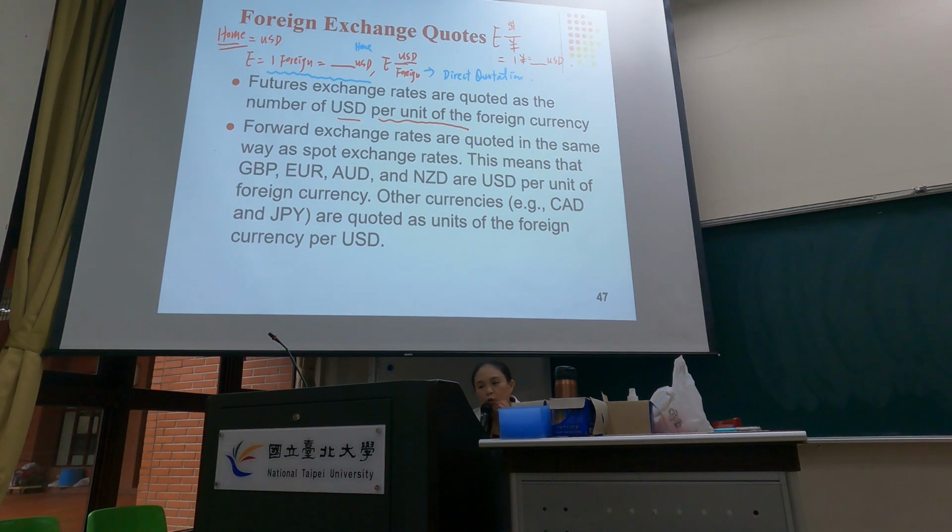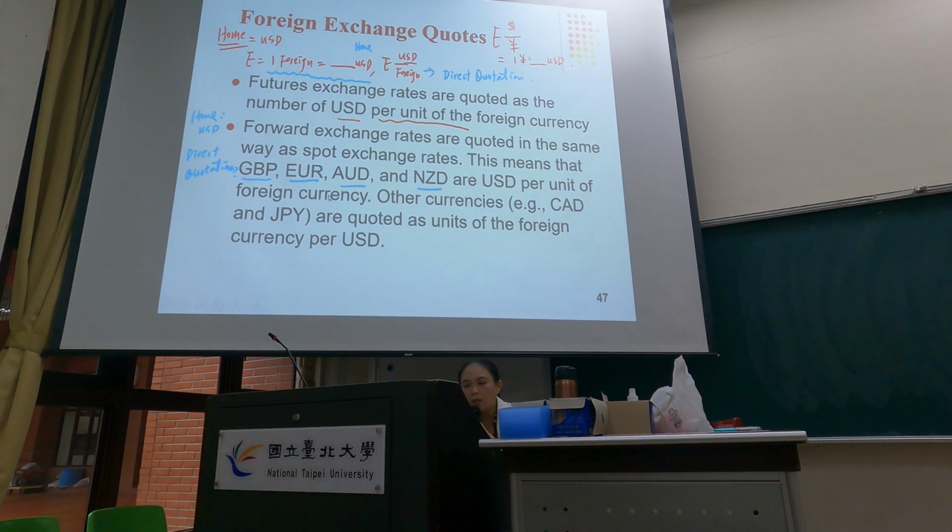Okay. So, point 2, forward exchange rates are quoted in the same way as the spot exchange rate. That means that's in the US custom. Okay, so different capital markets might vary. Okay, so this means that British pounds, euros, Australian dollar, New Zealand dollar are USD per unit of foreign currency. So this means that if your home country is USD, for British pound, euro, Australian dollar, New Zealand dollar, they are direct quotation. Okay, because you are doing 1 pound in exchange for how many USD? Okay, 1 euro in exchange for how many USD and so on.